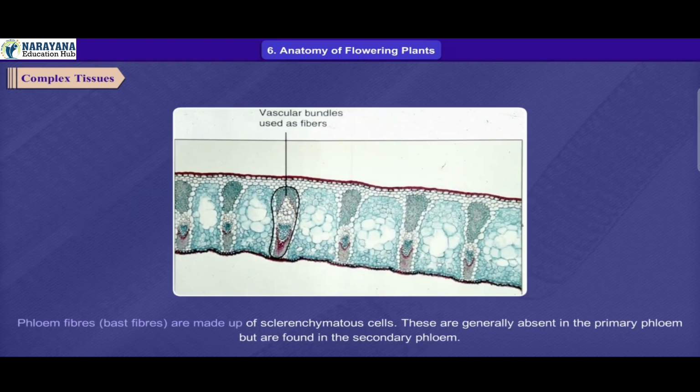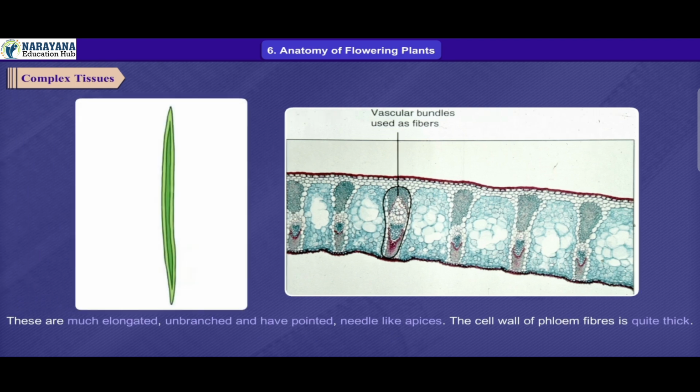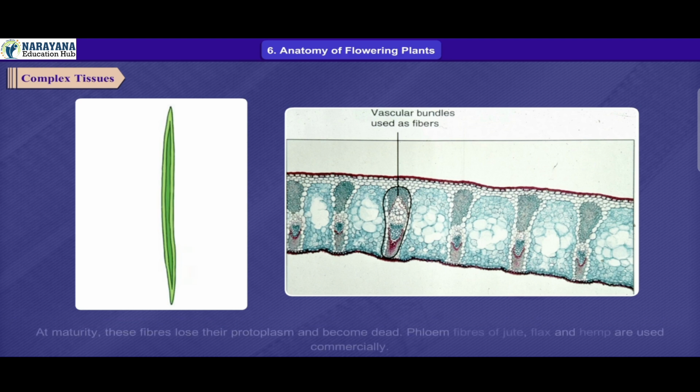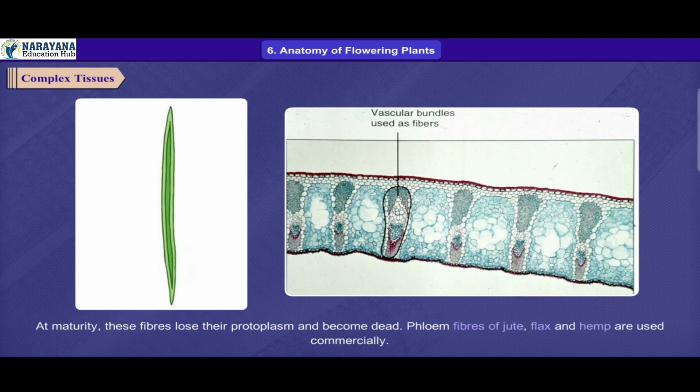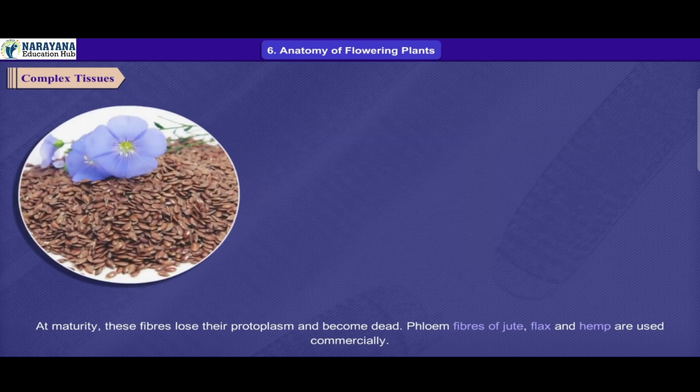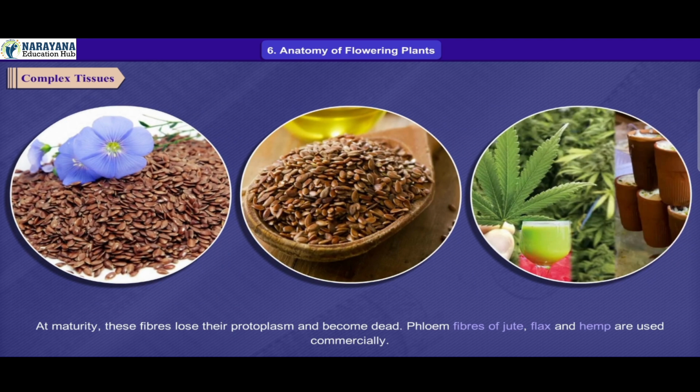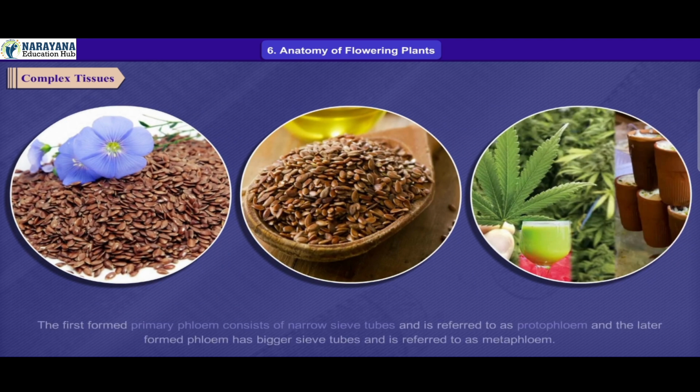Phloem fibers, that is, bast fibers, are made up of sclerenchymatous cells. These are generally absent in the primary phloem, but are found in the secondary phloem. These are much elongated, unbranched, and have pointed, needle-like apices. The cell wall of phloem fibers is quite thick. At maturity, these fibers lose their protoplasm and become dead. Phloem fibers of jute, flax, and hemp are used commercially.